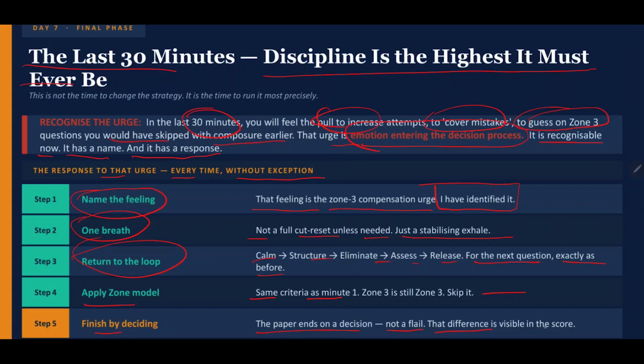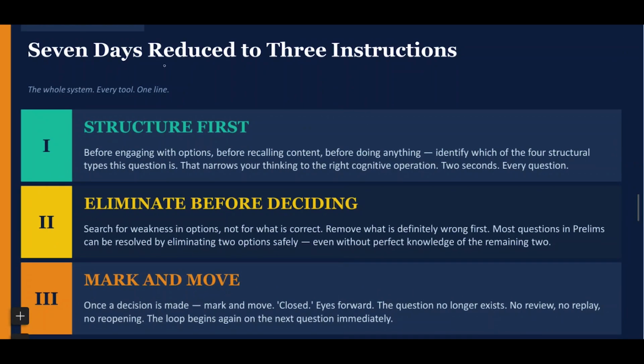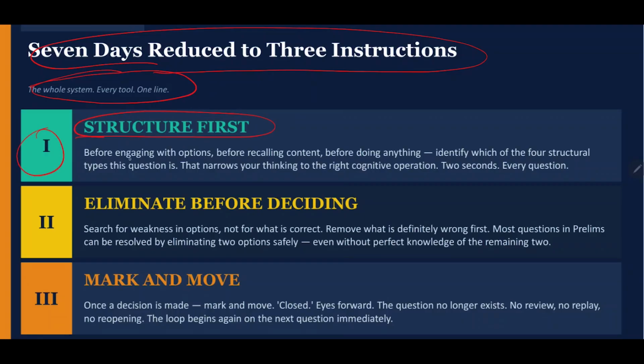That difference is visible in the score, right? When the urge to compensate appears, that urge is dropped back to the loop, right? So, 7 days reduced to 3 instructions. The whole system in one line each. First one is structure first. Before engaging with options, before recalling content, before doing anything, identify which of your 4 structural types this question is. That narrows your thinking to the right cognitive operation. 2 seconds every question.